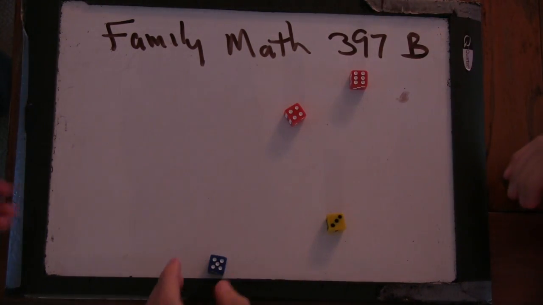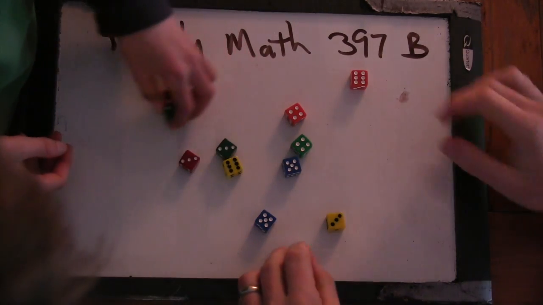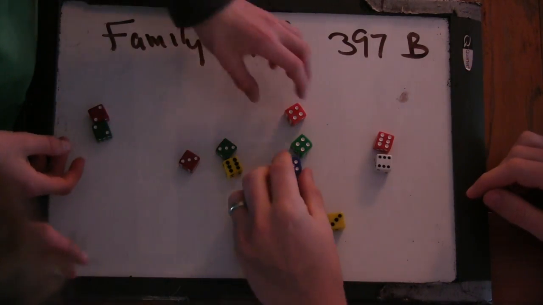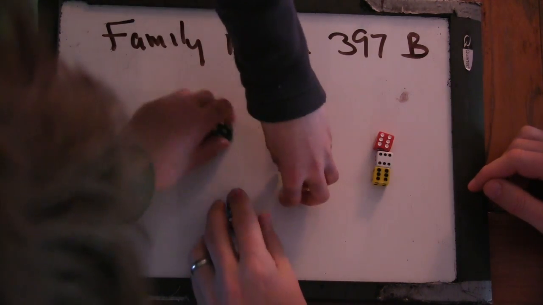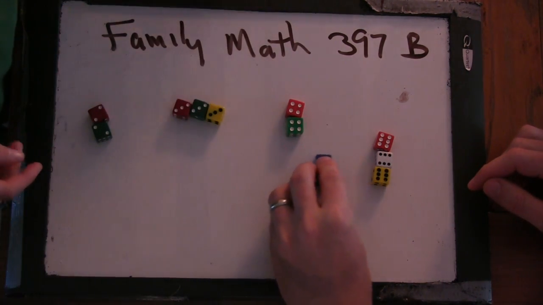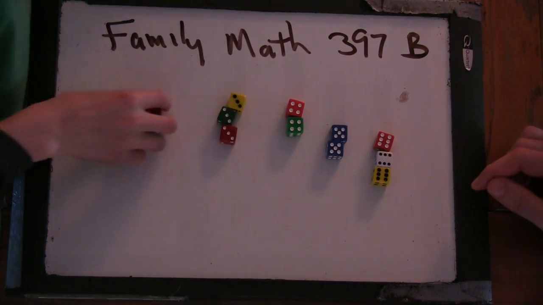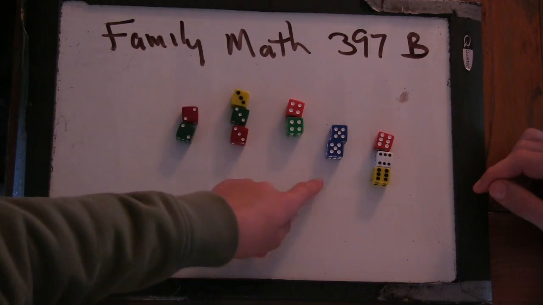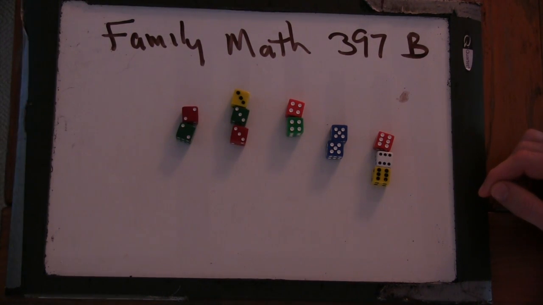Alright, so there's 9. Okay, let's see. 2 6s, 5s, oh, 3 6s. We actually did get pretty close. Okay, what did we get? We got 3 6s, 2 5s, 2 4s, 3 3s, and 2 2s. And no 1s. Ah, no 1s.